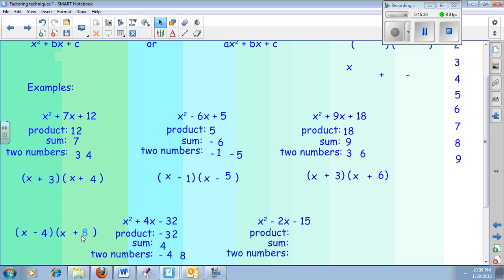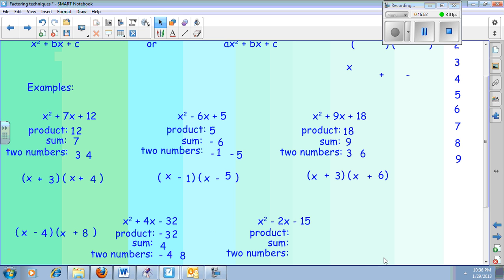If you want to check it, you can even just mentally take outside x times 8 is 8x. Negative 4 times x for inside is negative 4x. Add those two together and you'll get a sum of positive 4x. You can always check outside, inside, and make sure that you've set it up correctly.